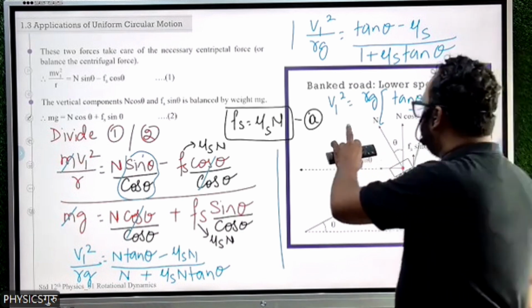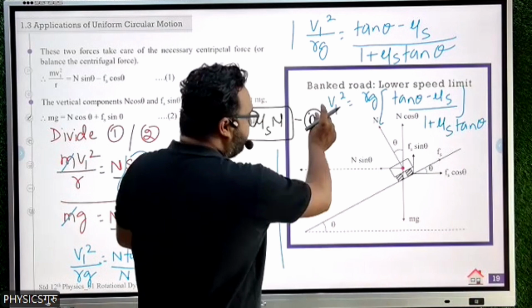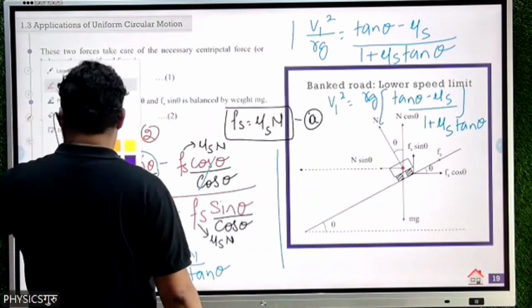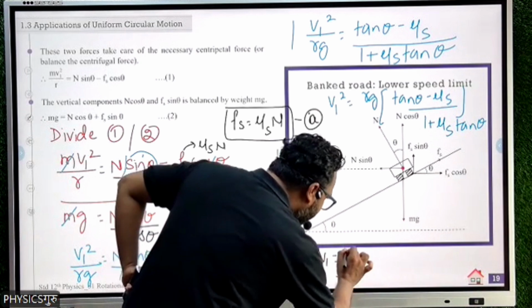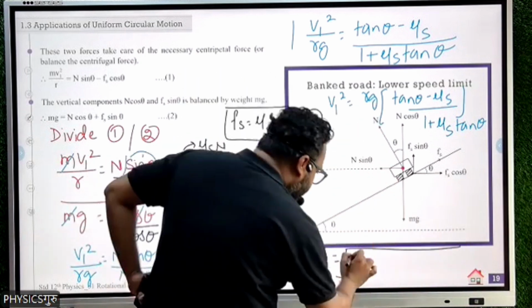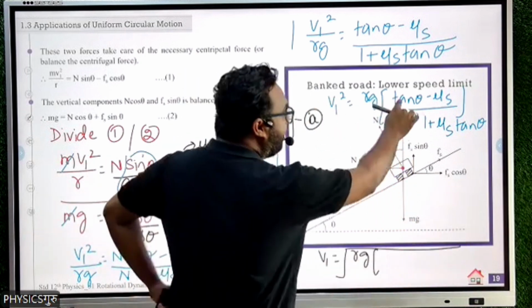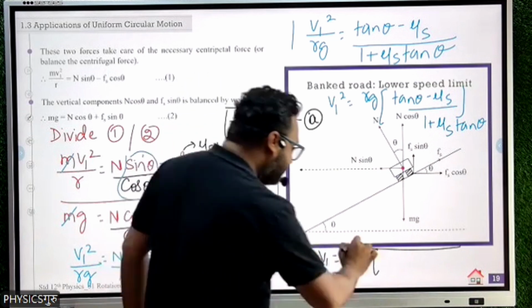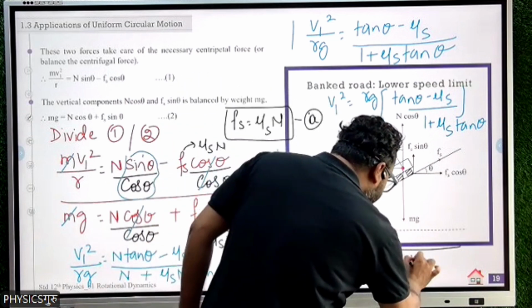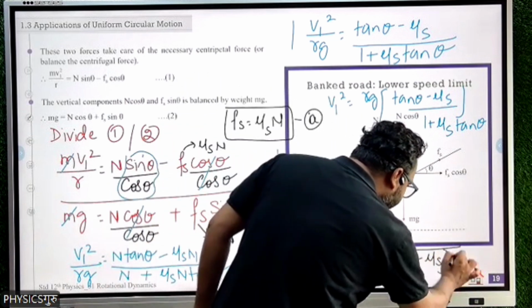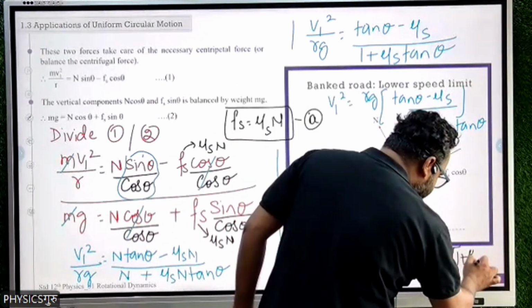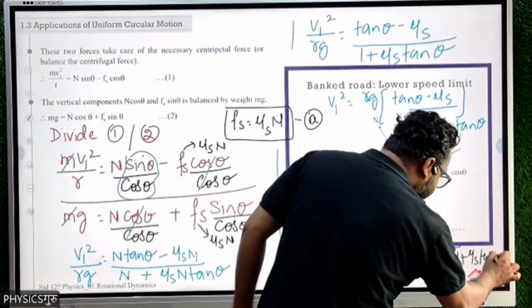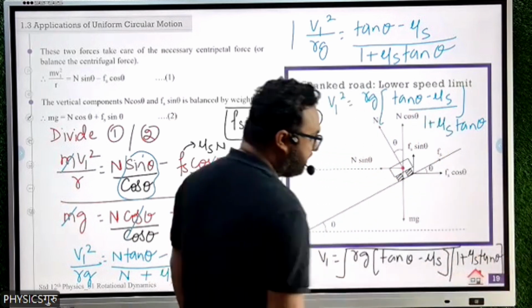We are interested in finding the value of velocity, so we just take the root of it. The final result will be v1 is equal to root of rg within a bracket, tan theta minus mu s over 1 plus mu s tan theta. So this is the basic result.